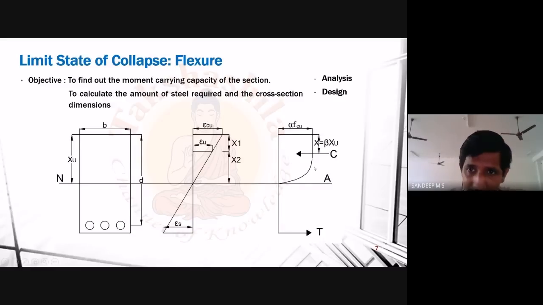So the compression is entirely taken up by concrete and the tension is entirely taken up by our steel. So on top we will have compressive stresses, and in the bottom portion we will have tensile stresses. This block actually shows the variation of stress in concrete. Okay, so this is how the stress will vary in concrete. How do we obtain this shape?